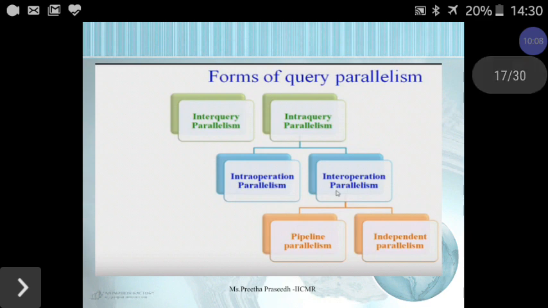And forms of query parallelism. So there are two types of query parallelism, interquery parallelism and intraquery parallelism. Intraquery is again classified into two, that is intra-operation parallelism and inter-operation parallelism. And inter-operation parallelism is again classified into two, pipeline parallelism and independent parallelism. Independent parallelism means partition parallelism. So let's see one by one.